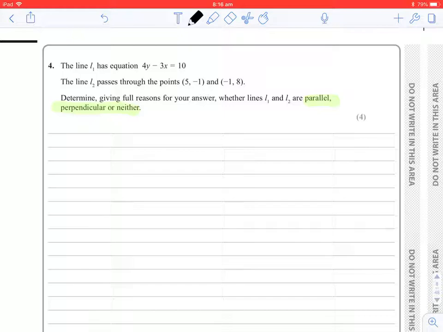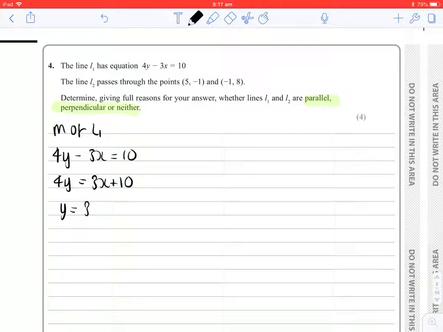So if we're looking at the gradient of L1, we know that we've got 4y minus 3x equals 10. We need to rearrange it to be in the form y equals mx add c to be able to identify the gradient. So 4y is equal to 3x add 10, and y is going to be 3x over 4, add 10 over 4, which is going to simplify to 5 over 2. So the gradient here is 3/4.